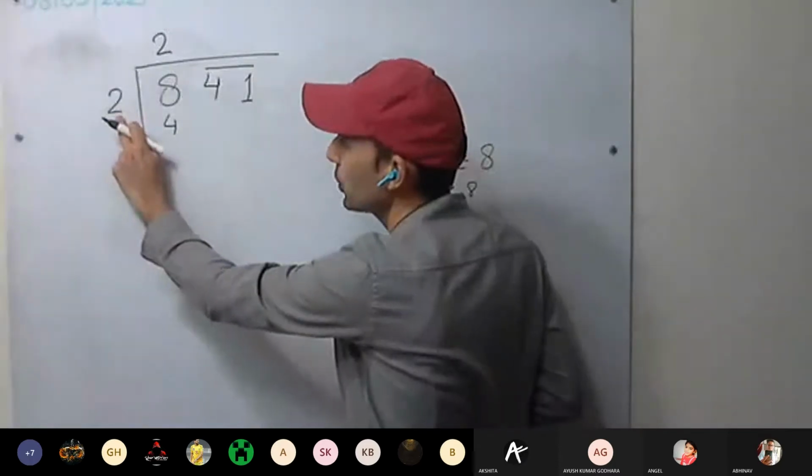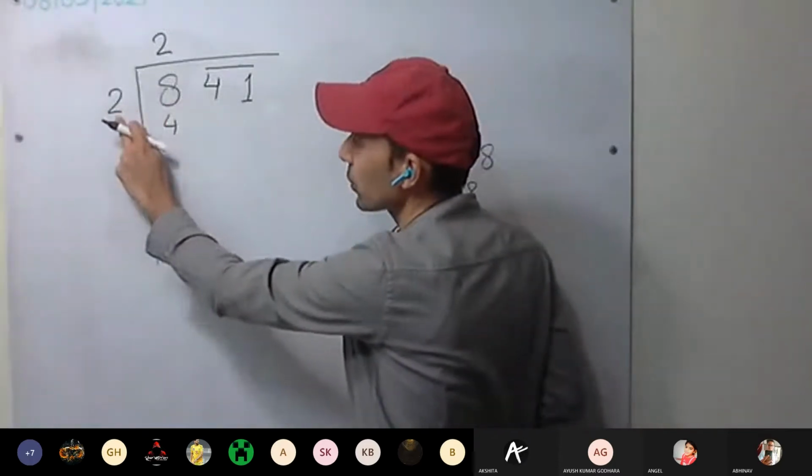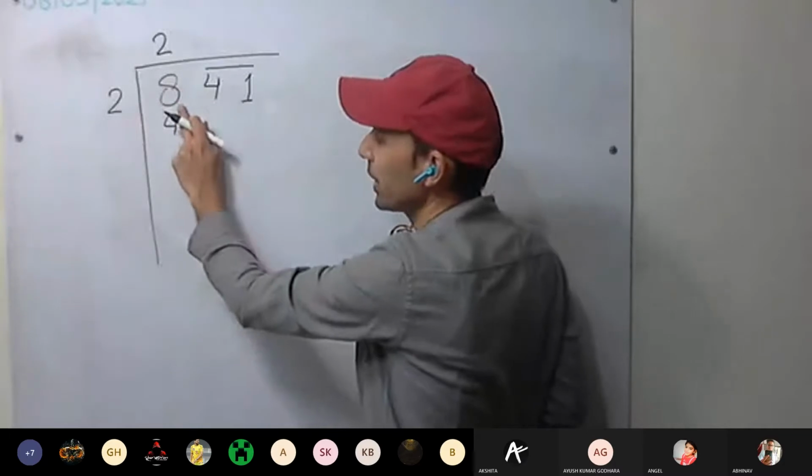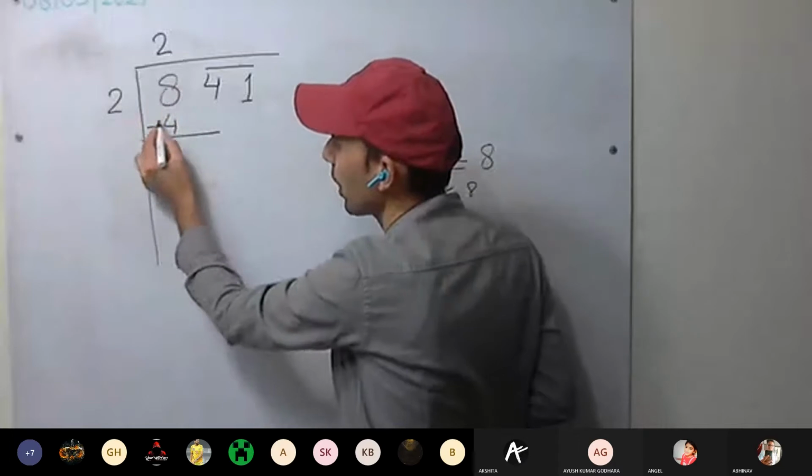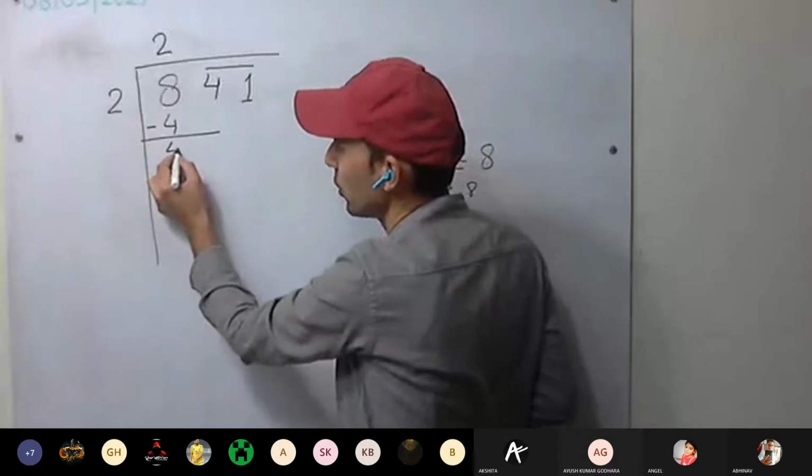So we have found the number whose square is greatest, just near to 8. So it is 4. Now subtract them. How much will it be? 4.